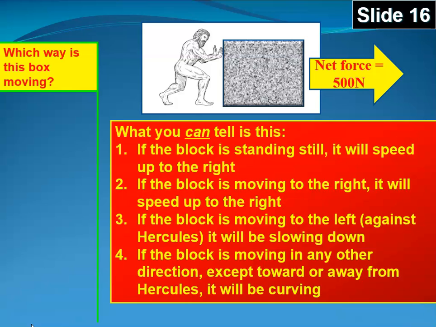So imagine that that block and Hercules are both coming out of the screen towards you. Imagine that block was coming right for your head. Then what he'll be doing is pushing to the right. He'll curve the block to your right so that it doesn't hit you in the head. In other words, he would cause the block to curve.